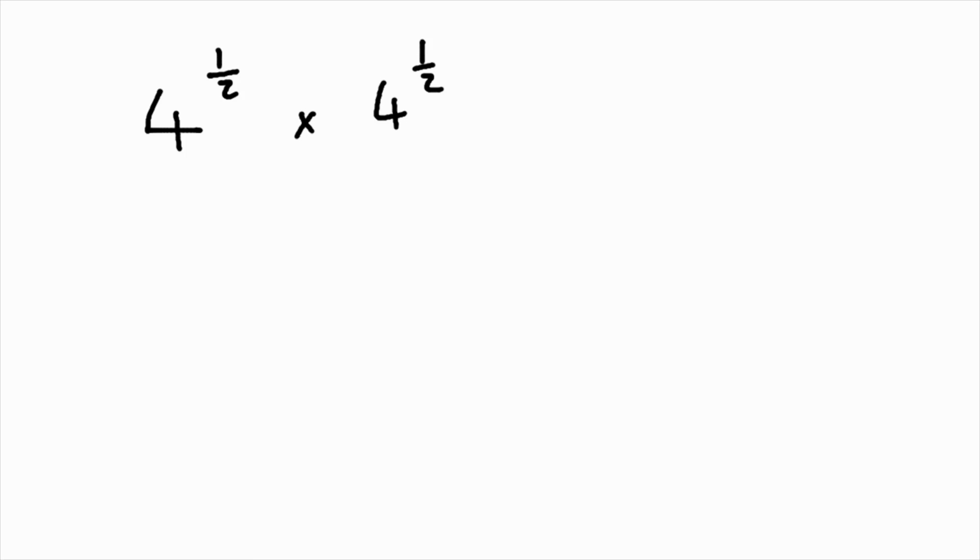4 to the half times 4 to the half. Well, if we remember from previously, when we are multiplying something of the same base, being 4 here, we add the powers. So a half plus a half gives us 1. In other words, just 4. We don't need to write that 4 to the power 1.